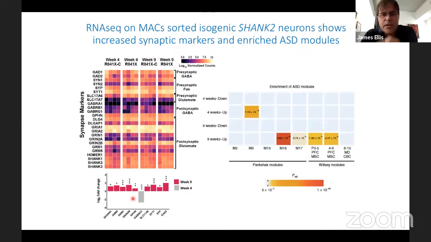When we compare the overall transcription changes to other reported ASD modules that are affected in idiopathic autism, you can see that at the 9-week time point, we see a lot of common changes that have been described in a couple of papers from genetics groups.